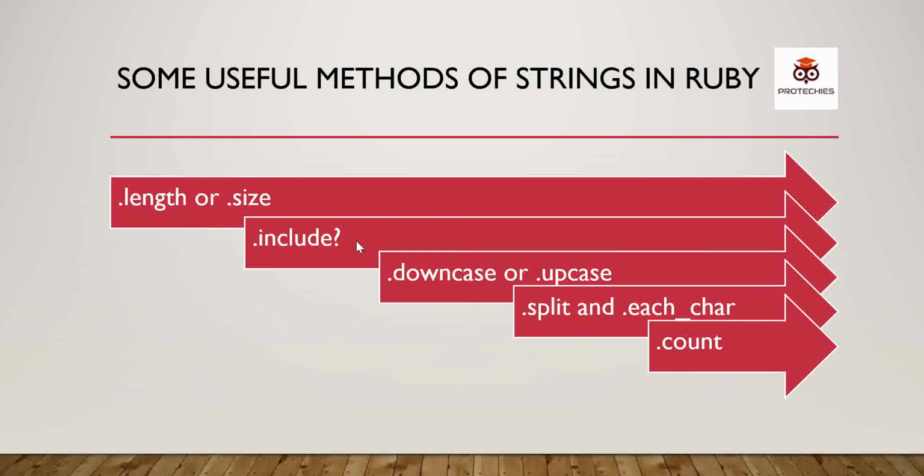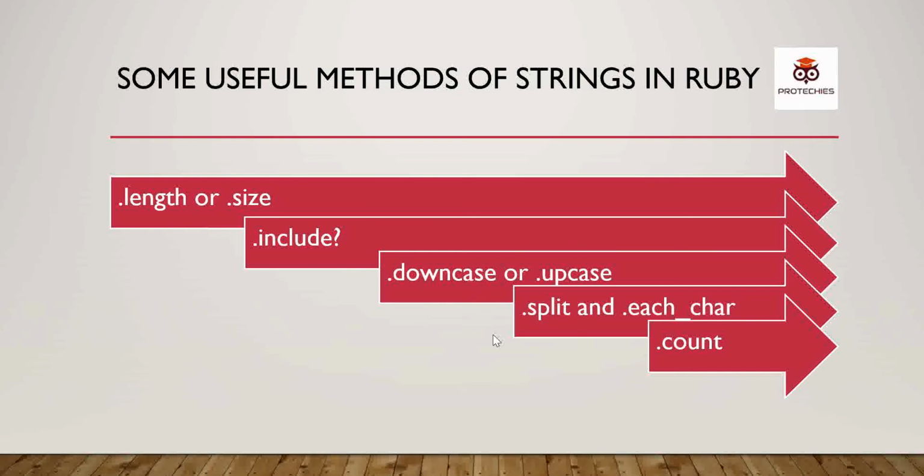Then another useful method is dot include. So suppose I have a string ProTechie and I want to check whether the letter E is present in it or not. Or suppose I have the string ProTechie is the best platform, and I want to check whether the word best is present in that string or not. We can check it using the include method. There are also other ways as well, but the basic use of this method is that only.